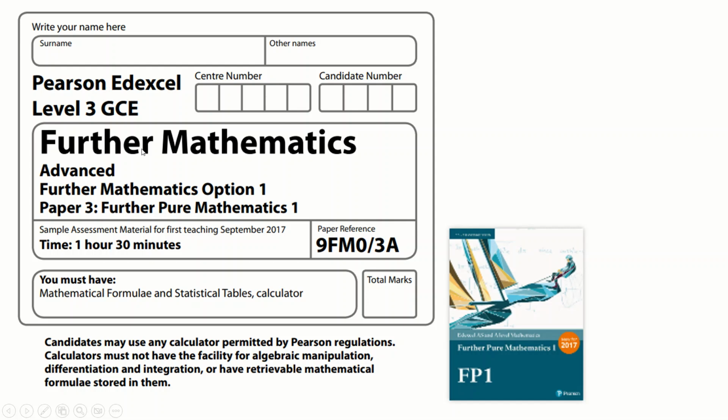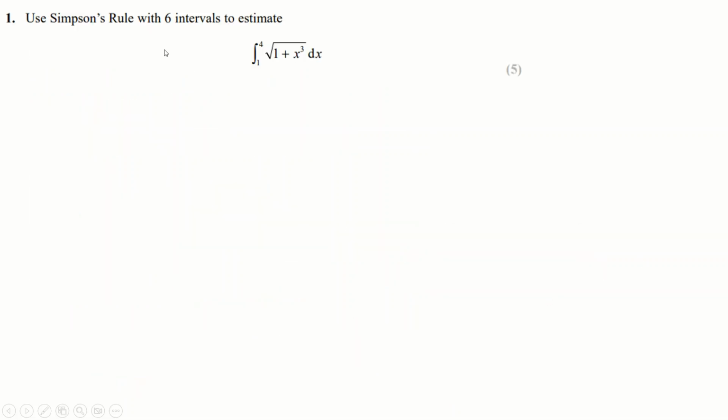This is the Pearson Edexcel FP1 sample paper for starting in 2017, based on this book here. Let's go straight into it because it's going to be a long one. Simpson's rule, this should be 5 guaranteed free marks.